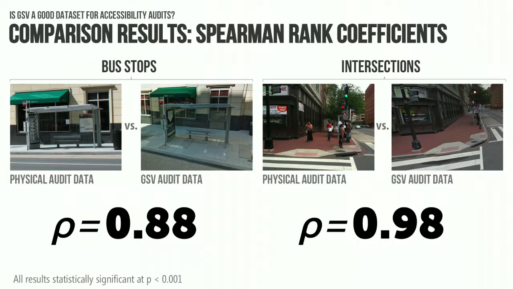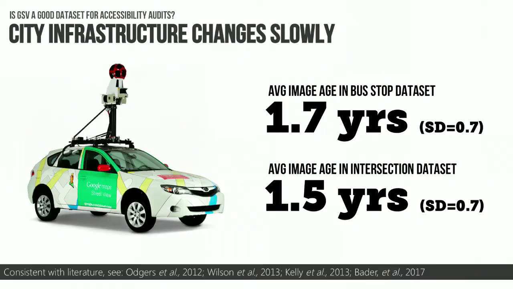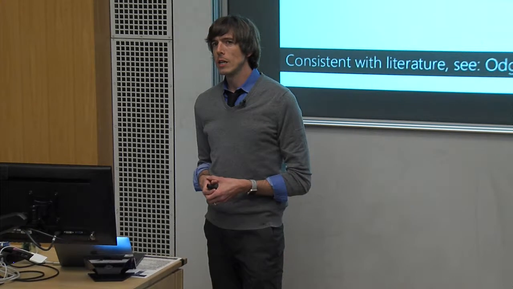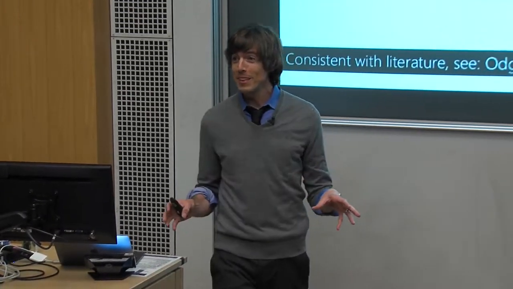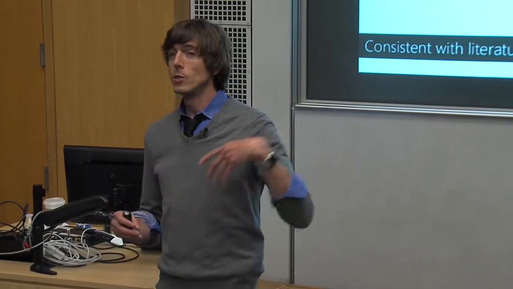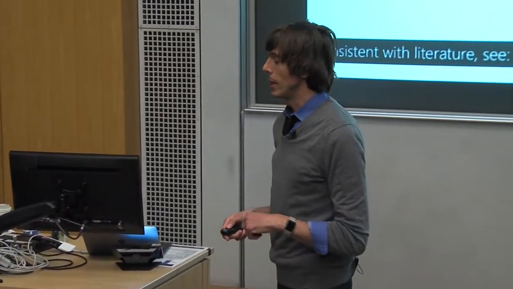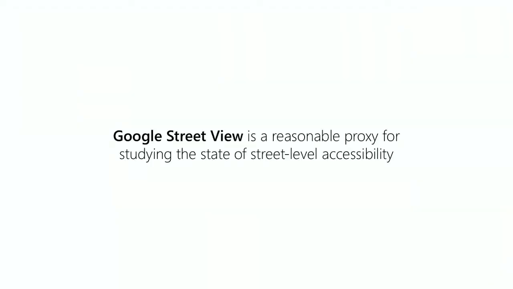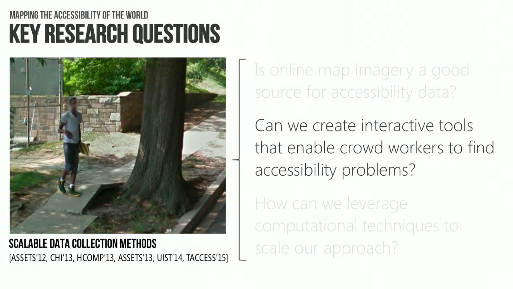And what we found is high concordance between the physical world and Google Street View. And this is actually in line with prior work in public health and urban studies. And though they've not focused on accessibility, our work adds to this literature. It just turns out that city infrastructure doesn't change that rapidly, at least not within the time frame of a GSV car driving back through the cities and refreshing their data. So the key here is that Google Street View is a reasonable proxy for studying the state of street-level accessibility. Let's turn to the second question.